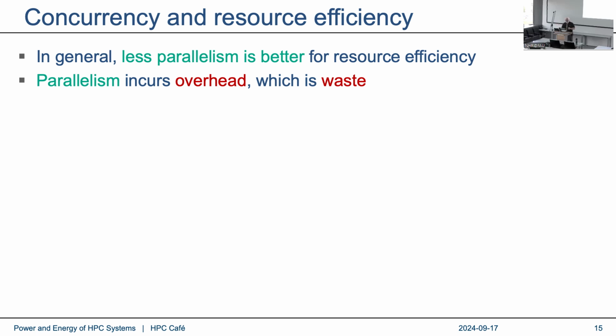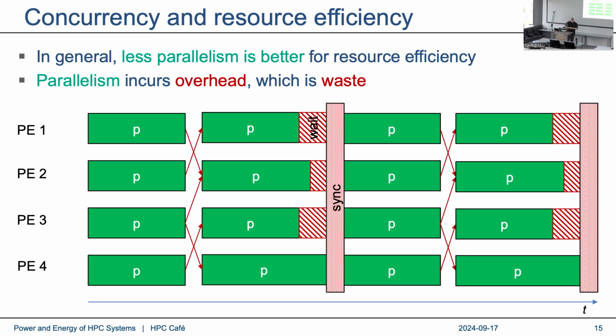Here's a simple example. I have 4 processing elements, could be cores, could be GPUs or CPUs, doesn't matter. They're doing parallel work, shown as P here in green. But in doing so, they need to communicate. They need to talk to each other from time to time. For example, you might have some domain decomposition code that has to interchange halo cells for doing its work, the boundary conditions. These are the red arrows.